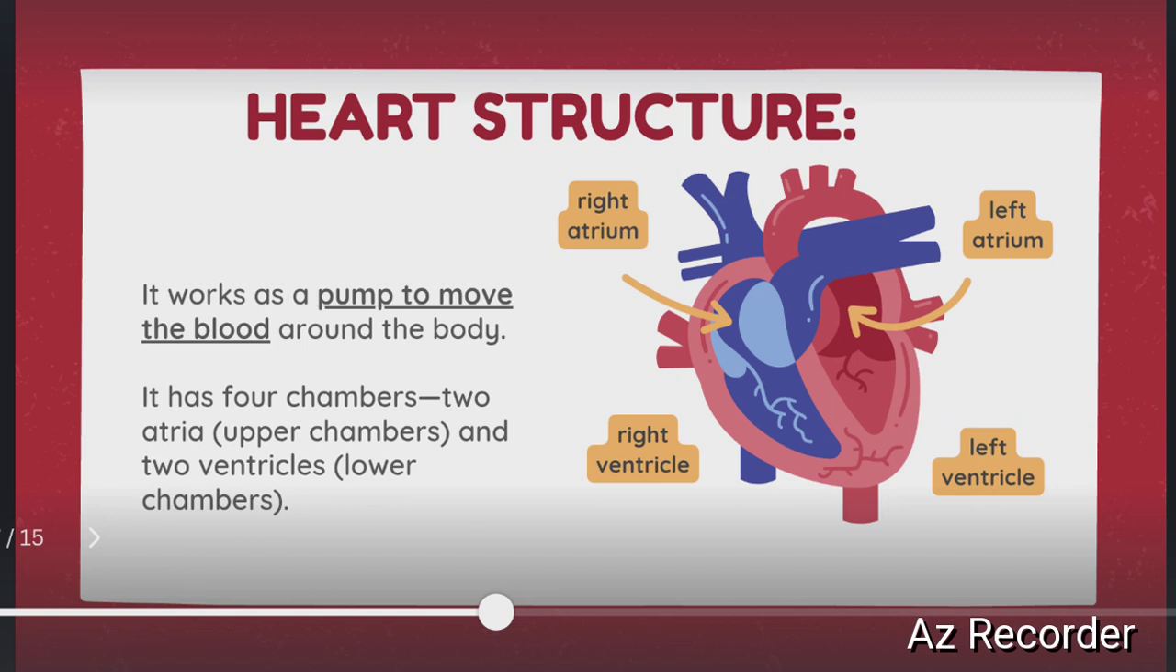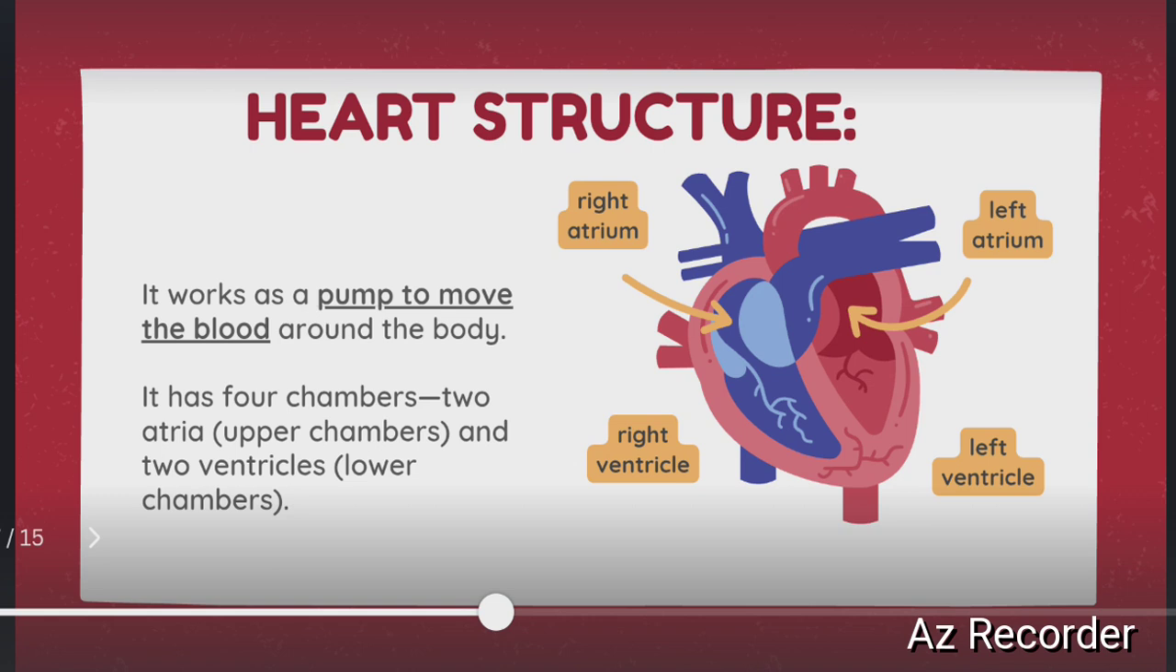In the picture you can also see that the right atrium and the right ventricle carry the deoxygenated blood, and the left atrium and the left ventricle carry the oxygenated blood. Valves are also present, which prevent the backflow of blood towards the heart. And the double circulation, so this is all about the structure of a heart.